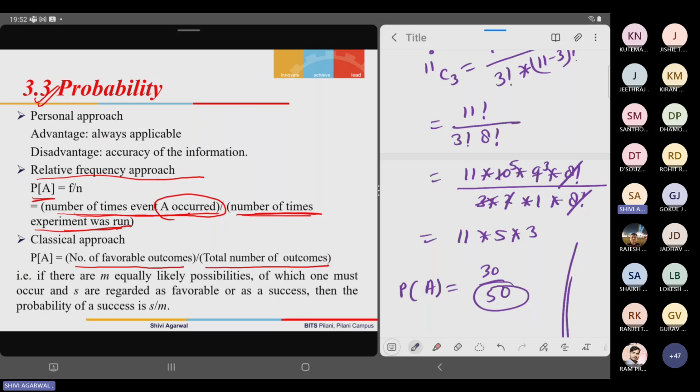No voice? Now voice is audible. Okay, thank you. Slides are visible? Okay. I don't know what happened in between.